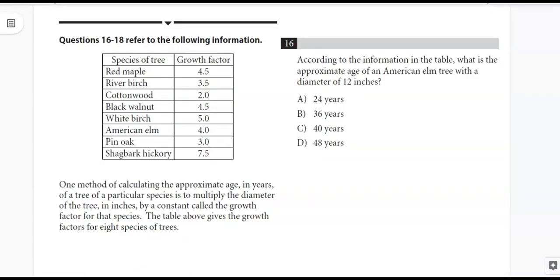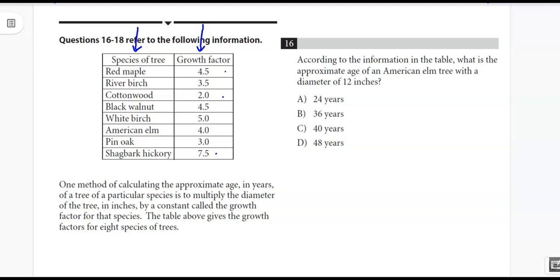All right, number 16. This is one of those multi-problem questions. So we're going to have this chart and we're going to apply it to 16, 17, and 18. So it looks like we have species of tree here in this column, and then we have some sort of a growth factor. Some trees, looks like maybe the red maple grows faster than the cottonwood. Shagbark hickory looks like it probably grows the fastest.